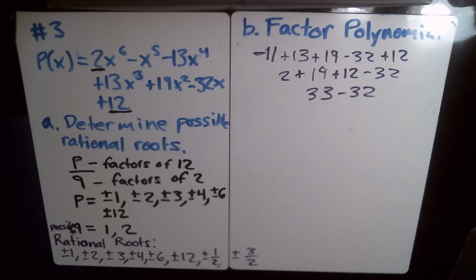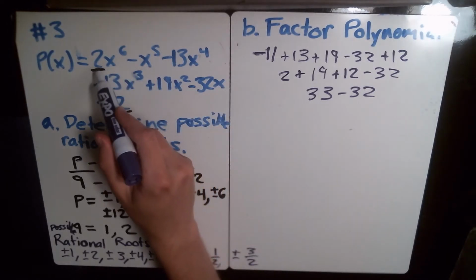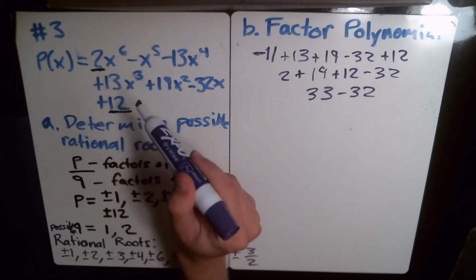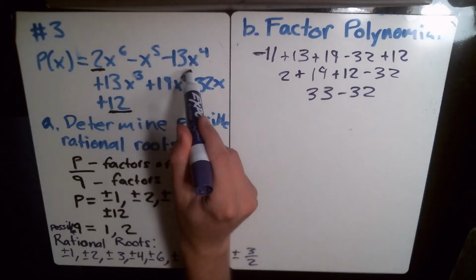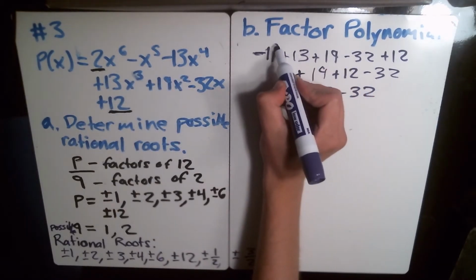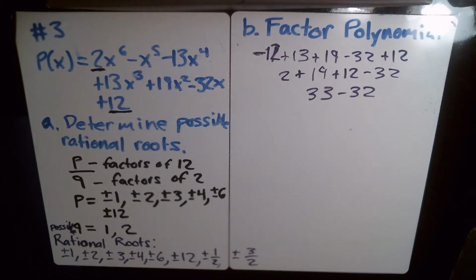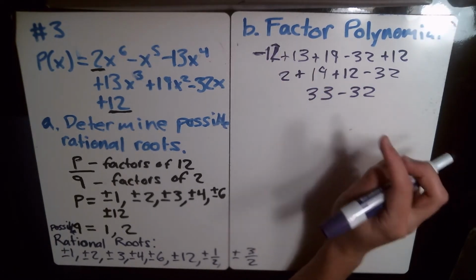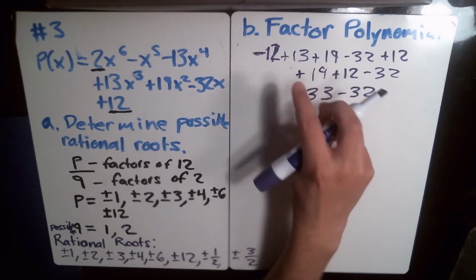Unfortunately, wait, I made a mistake. Sorry. When I plug in 1, I get 2 minus 1 is 1, and then minus 13, that's -12. Okay, that threw us off. So we get 1.